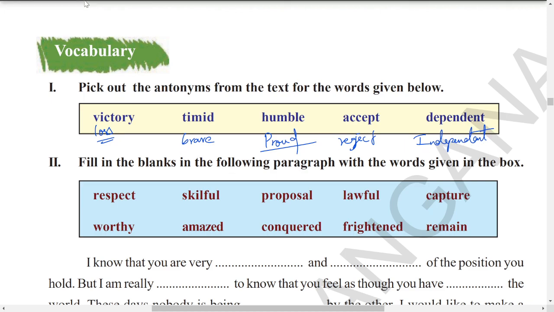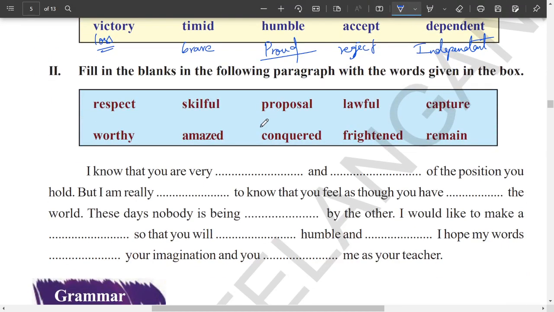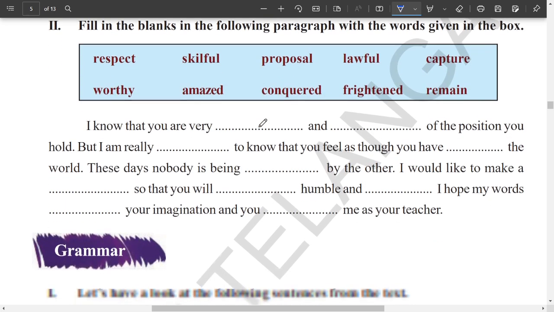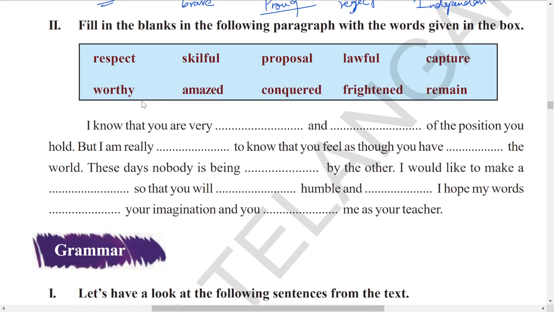Next one, you have fill in the blanks here, and you have to use these options which are given for those blanks. Okay, look at this first one. I know that you are very dash. Very skillful. Can we use skillful? Maybe. And dash. So skillful and the same type of word must be used. Skillful is an adjective. The same type of word: respect, worthy, lawful is an adjective. Okay, so skillful and lawful of the position you hold.